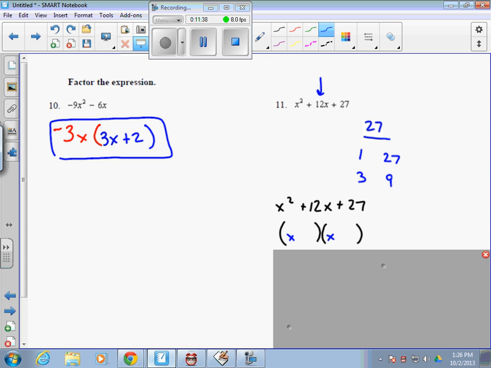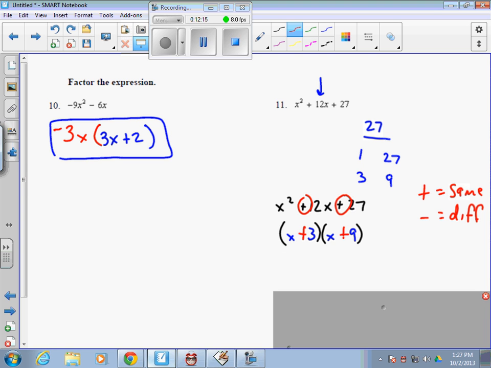So open up 2 sets of parentheses. x times x goes first. And then put in 3 and 9. That's going to get you to 12. The sign in front of the third term tells you if the signs are going to be the same, both of them positive or both of them negative. If it's positive, they're the same. If it's negative, they're different. That means one of them will be positive, one negative. We have a positive, so they're both going to either be positive or both negative. Once you know that they're the same, look to the first sign, plus. That tells you that they're both plus. So x plus 3 times x plus 9.